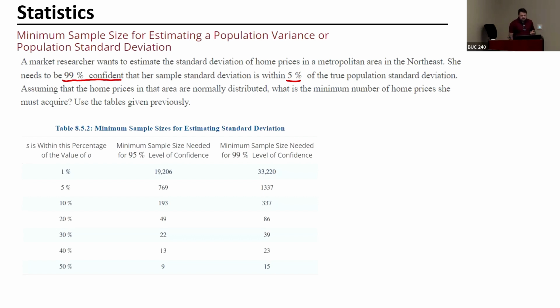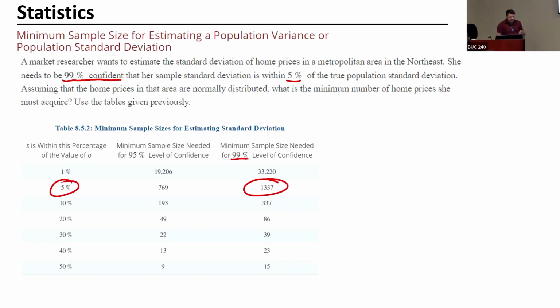So notice you literally just go in here and say, okay, the standard deviation was within 5%. Look, it says right here, S is the sample standard deviation, within this percentage of the value of the population standard deviation. Well, isn't that the number I'm looking for, that 5% there? And then they say, how confident, 95 or 99? 99, so there's my 99. So there's your minimum sample size right there. That's it. You just do that on a chart.